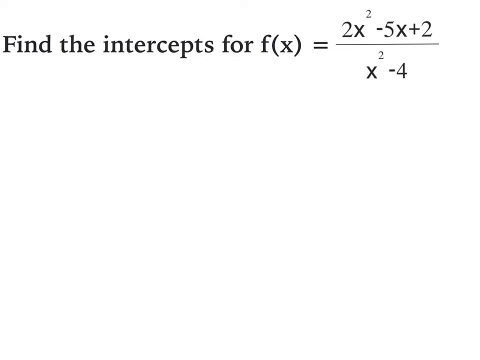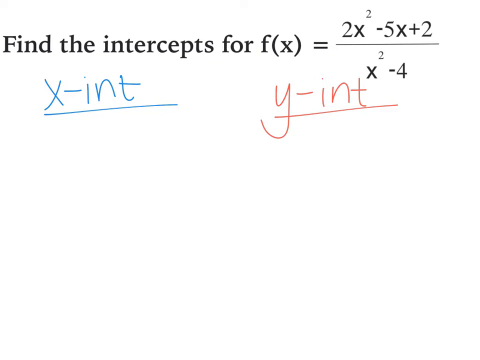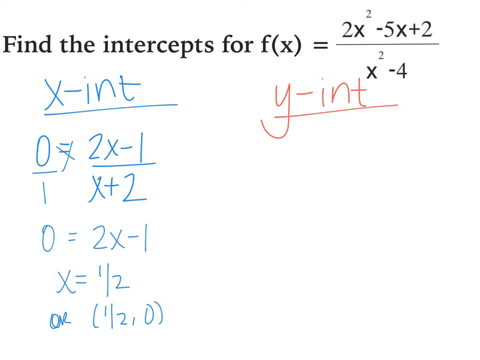So moving forward, let's find the intercepts for f of x. Keep in mind there are x-intercepts and y-intercepts. The x-intercepts are when y equals 0, so I'm going to set that equal to 0. I'm going to use the function in lowest terms from the last slide because that's so much easier to use, and solve for where x makes y 0. When I cross multiply and do all my algebra, I end up with the x-intercept at x equals 1/2, or you can express it as 1/2 comma 0.